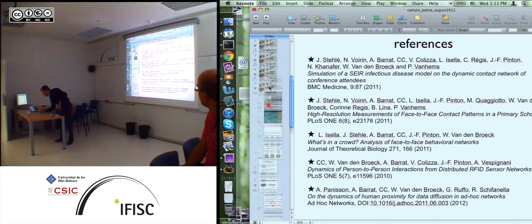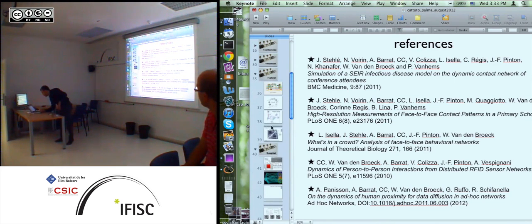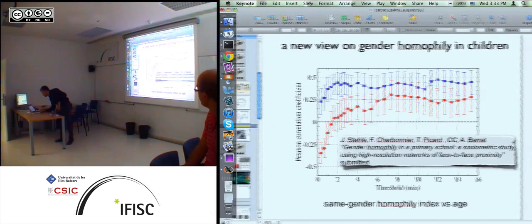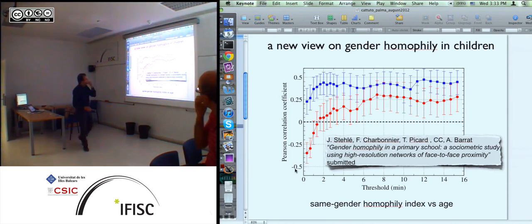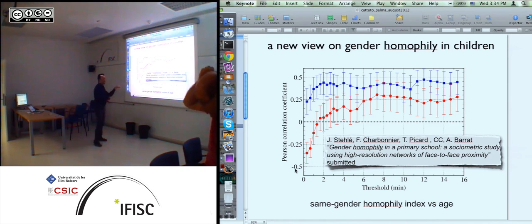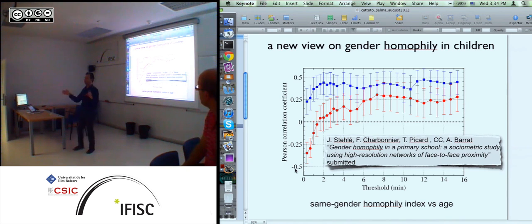Was really the gender homophily, which has been studied in incredible detail by sociologists. The agreed view is that you get more gender homophilous the more you age. This is what we were seeing in the data. If you're young, below 7 or 8, you mix regardless of gender. As you age towards 10, 12 years, you start being gender selective.